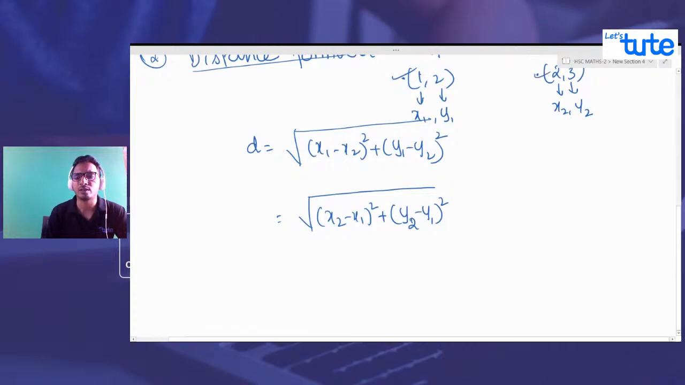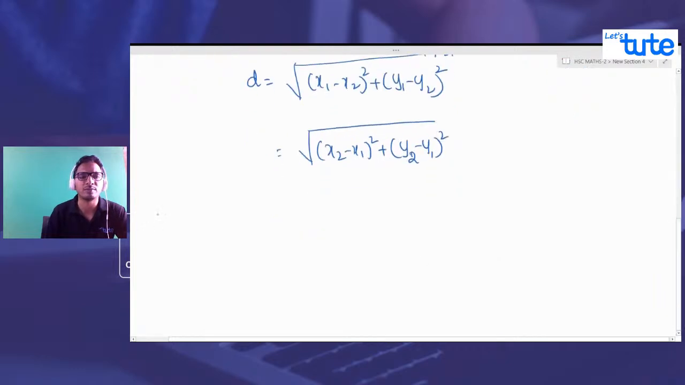Then we have seen what is section formula.